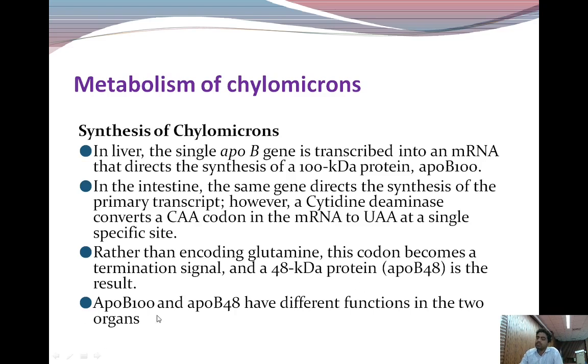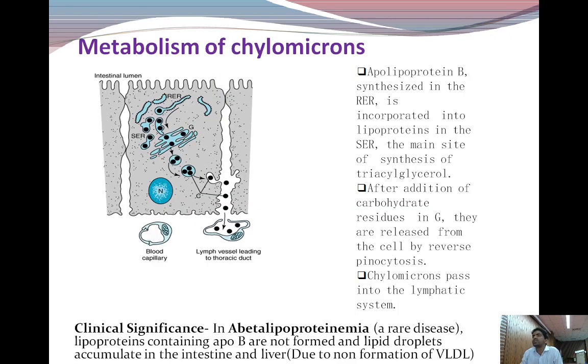So even if the gene is the same and the mRNA is the same, if a different protein is forming, it will have a different function in the two organs. That's why ApoB100 helps in the formation of VLDL and LDL, and ApoB48 helps in the formation of chylomicron. Where is it produced? I told you, in rough endoplasmic reticulum, right? Apolipoprotein B is synthesized in the rough endoplasmic reticulum, and it is incorporated into the lipoprotein in the smooth endoplasmic reticulum.